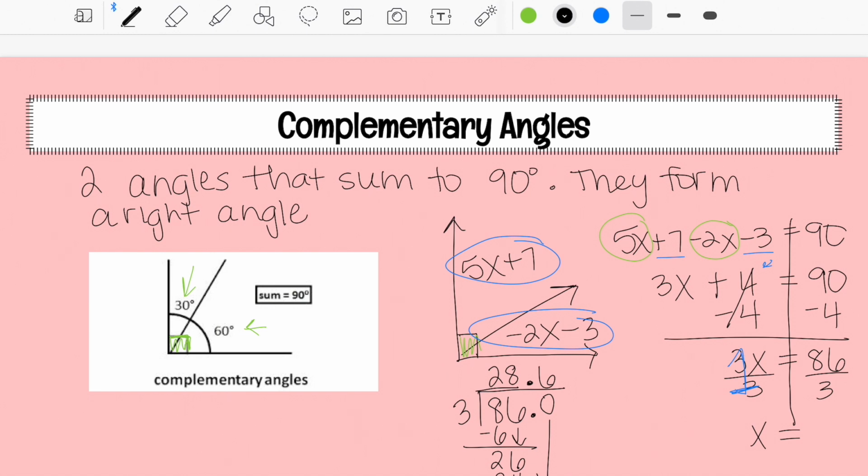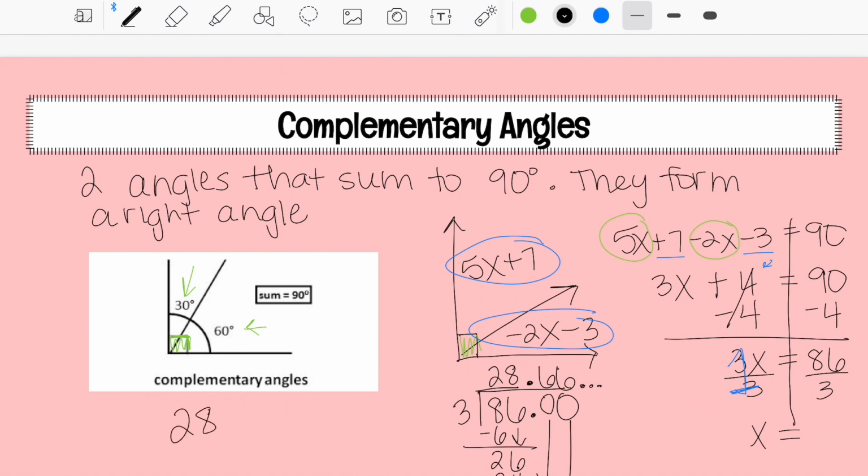And if you guys remember long division, you know that that 0 will come all the way down, and I still have a 20. So what's really going to happen is I'm going to get a repeating decimal for my answer. So I'm going to go ahead and round that to the nearest tenths place.